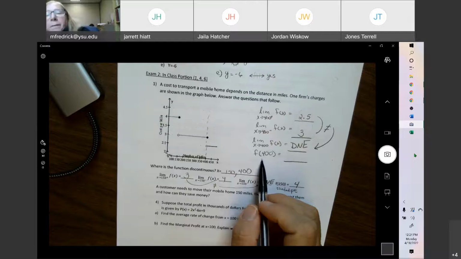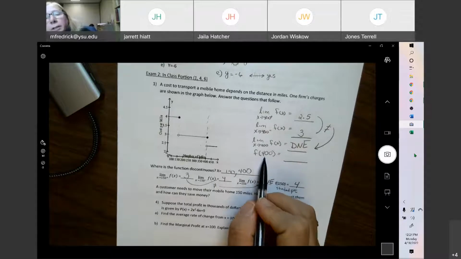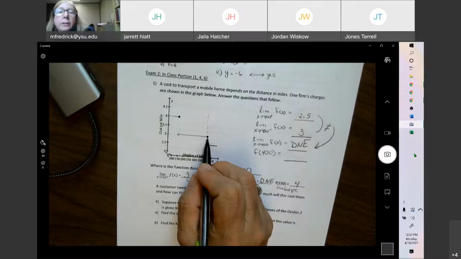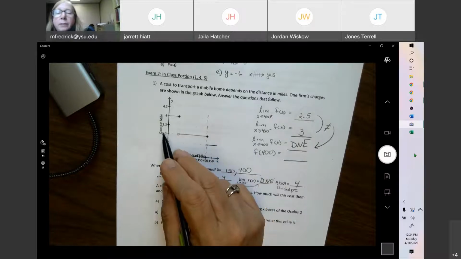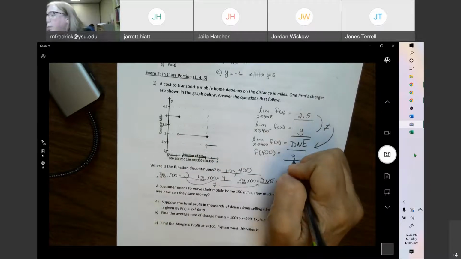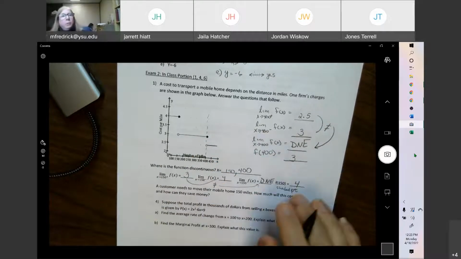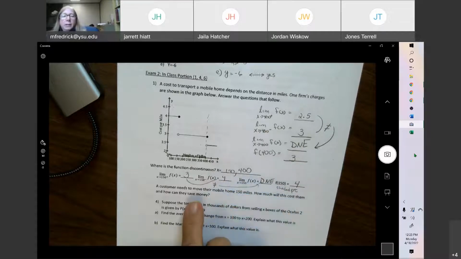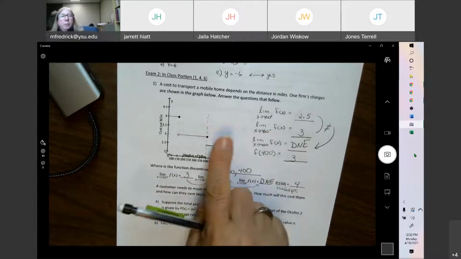Okay. F of 400, that's your shaded in point. So if we go where 400 is and find the point, it's here. The y value, 3. So you'll see one like this on the in-class portion. Is there any question? We're going to do that last part of the question, but any questions on that part?